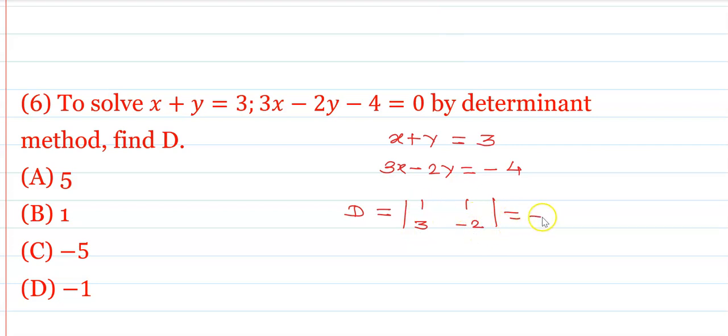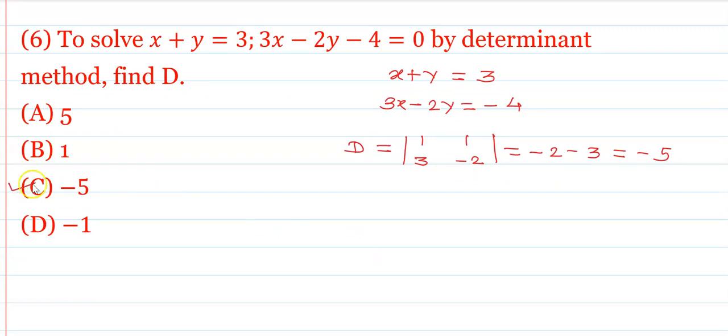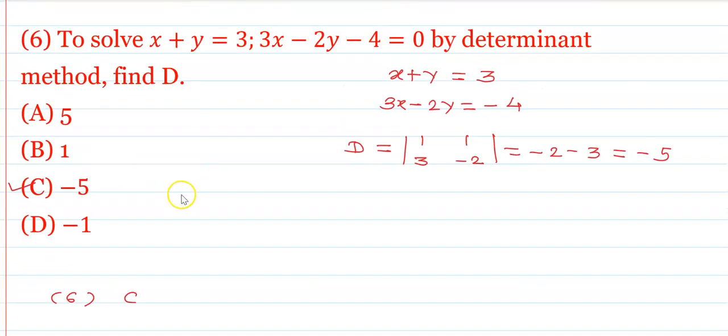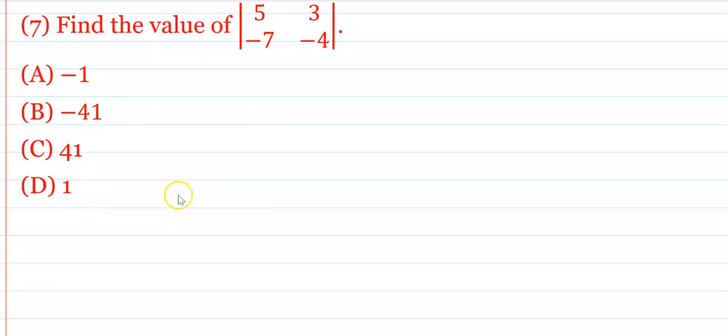1 into minus 2, you will get minus 2. Minus 1 into 3, it is 3. And therefore, d is equal to minus 5. d ची value किती आली? तर minus 5. Therefore, option C is the correct one. And you can write it like this, 6 and C here. Okay. This way. Now the next question.